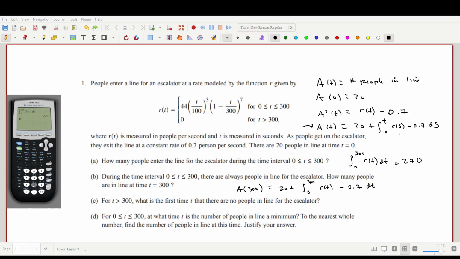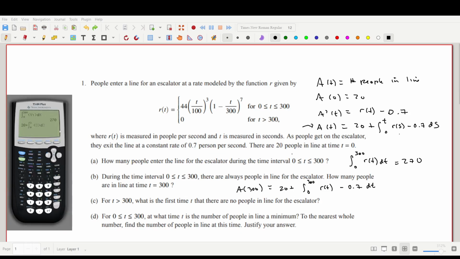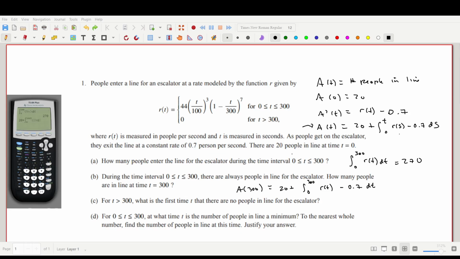So that's going to be 20 plus math 9, 0 to 300 of y minus 0.7 dx. I'm a little concerned about that. If you want to be really careful, you can say y1 of x minus 0.7 dx. Sometimes it's picky about that kind of thing. 80, I guess. They pick some really nice numbers.